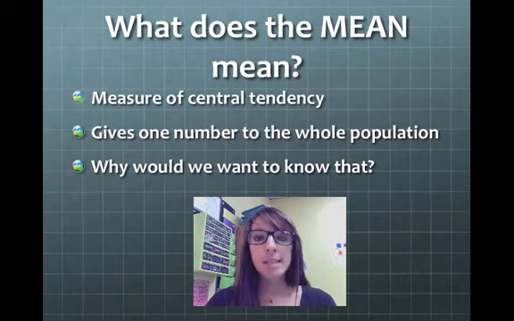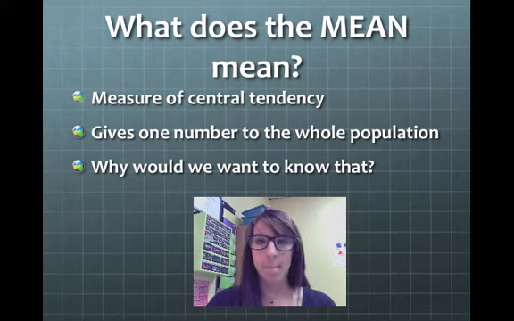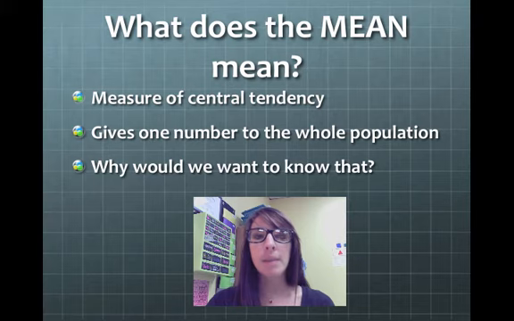So what does the mean mean? This is what you write on the left side of your Cornell notes. What does the mean mean? The mean is what we call a measure of central tendency. And we're going to learn more about a couple other measures of central tendency. Measure of central tendency means that it's telling us something about the middle of the population.